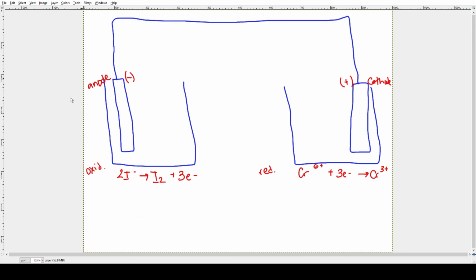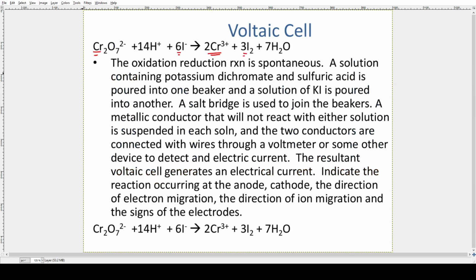Okay, what else? I need to show the flow of electrons. So electrons are flowing from the anode to the cathode. So I could say like this, electrons flowing that way, something that shows which way electrons flow. What else do I need to show? Let me check some stuff off. The reaction occurring at the anode and the cathode, those are my half reactions. I did those. I showed the direction of the electron migration. I showed the signs of the electrodes. Now I need to show the direction of ion migration within the salt bridge.